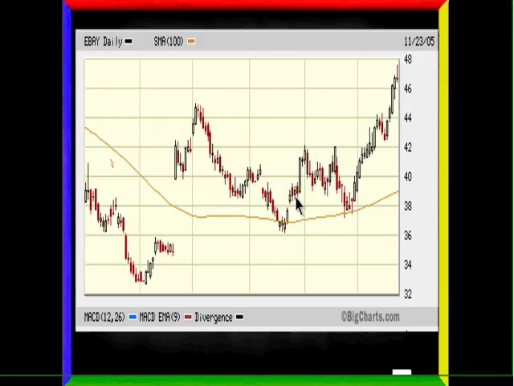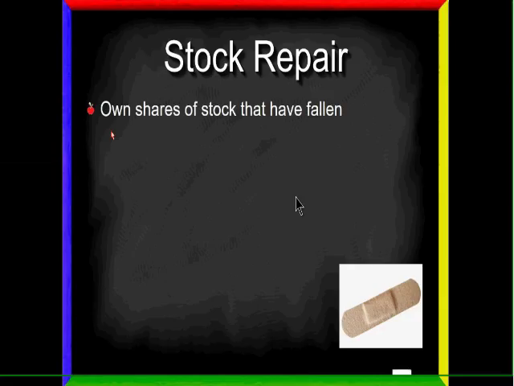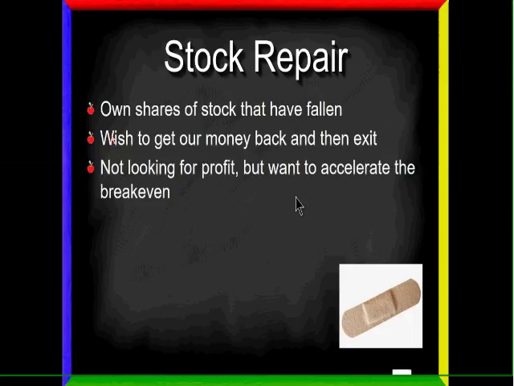Stock repair. Let's do this one for a final one. Actually, I've got 2 quick ones right here. Stock repair. Let's say you own shares of stock that have fallen. You kind of would like to get your money back and get out. That's really your goal. You're thinking, I really wish I hadn't done this. I'd love to get my money back. Not looking to profit, but you're trying to accelerate the break even. To do this strategy, you have to be at least mildly bullish.